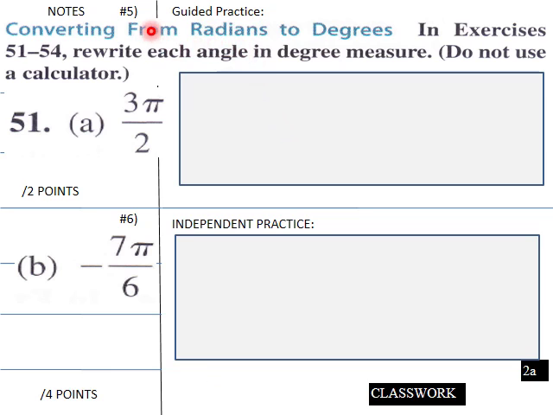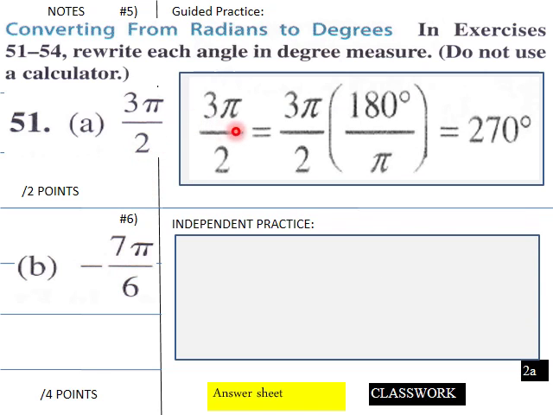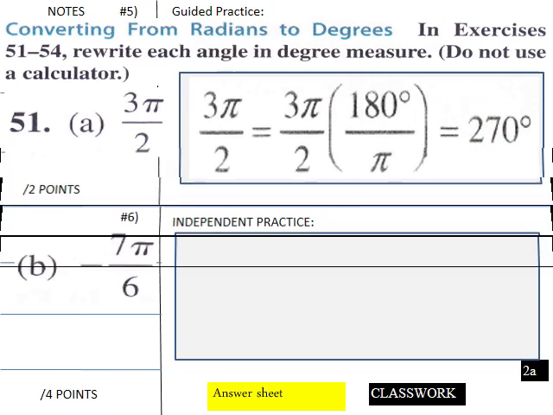Let's go into an example here, converting from radians to degrees. Rewrite each angle in degree measure. So I'm going to write this in degree measure, and this, well, this is on you, students. I'll do this one in class, and then this is you in class. So up here, 3pi/2 times our conversion factor will give us 270 degrees here.